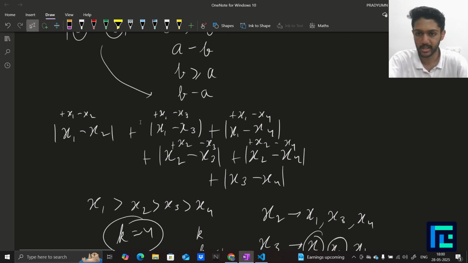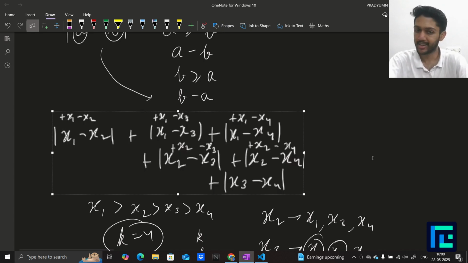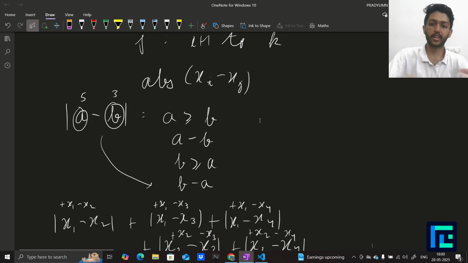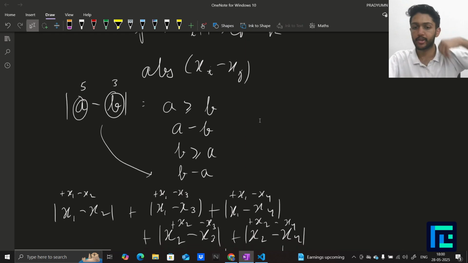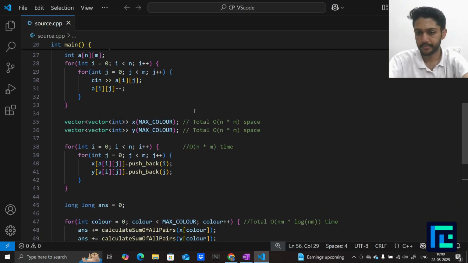You can do the same thing for y as well. The same thing that you have done for x, you can do for y as well. And so you will get a particular color answer. And for all the colors, you can add that up and you will get the final answer, right? So I'll just show the code.